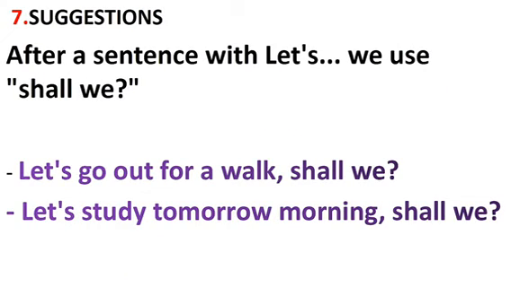Still on formation of question tags. After a sentence with let's, when you begin a sentence with let's, we use shall we. Look at this. Let's go out for a walk. Shall we? Let's study tomorrow morning. Shall we? Don't waste time when you're making a suggestion. After a sentence with let's, we use shall we. Read the sentences. Let's go out for a walk. Shall we? Let's study tomorrow morning. Shall we? Great.